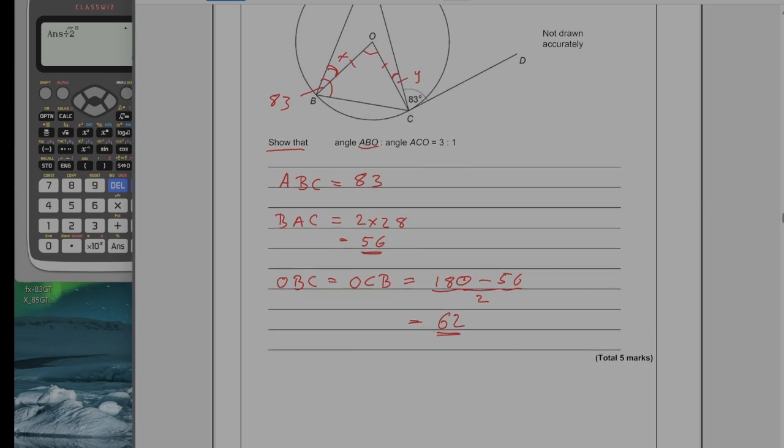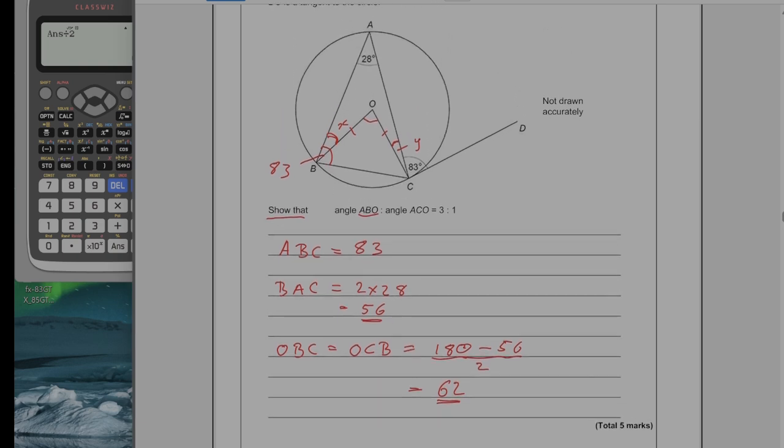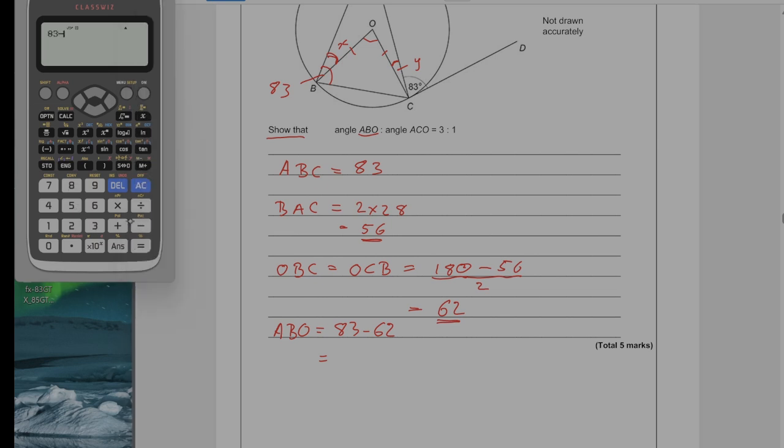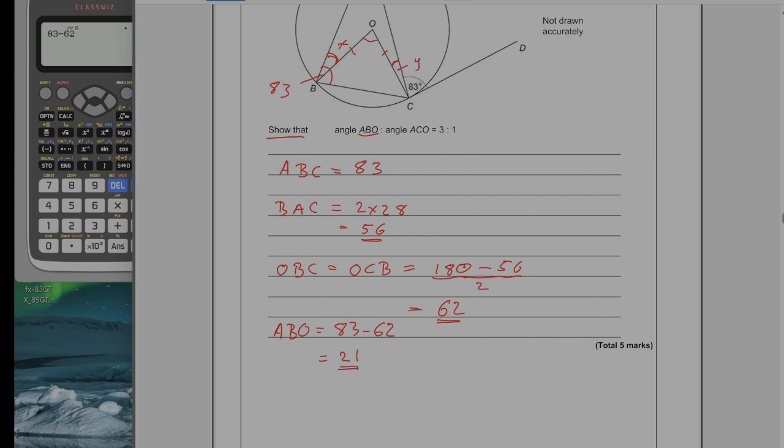Right, so we can work out angle ABO. It is going to be equal to 83 minus 62, so that's going to be equal to 21. We'll just double check that though. 83 minus 62 is 21. Right, so I've got that angle. That's nice because it is divisible by 3.